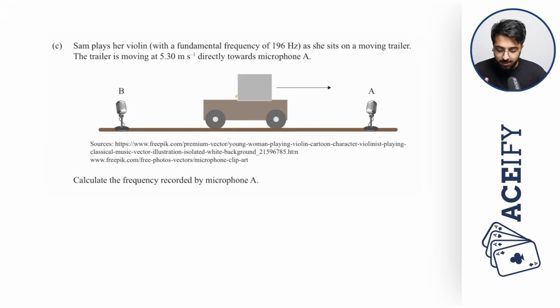There we go. Sam plays her violin with a fundamental frequency of 196 Hz. As she sits on a moving trailer, the trailer is moving at 5.3 meters per second directly towards microphone A. Calculate the frequency recorded by microphone A.